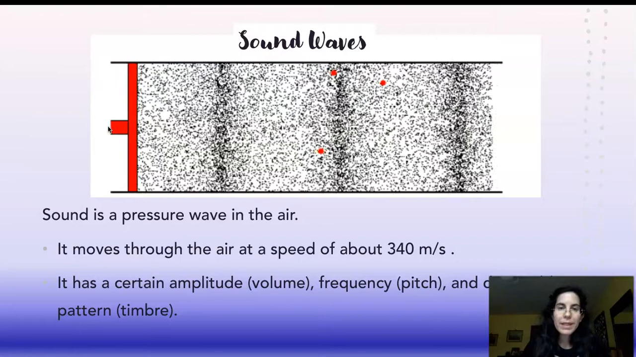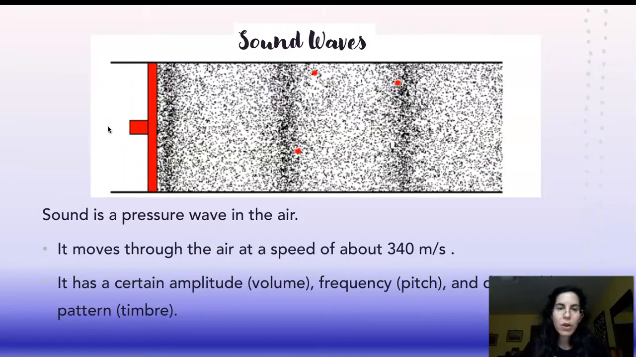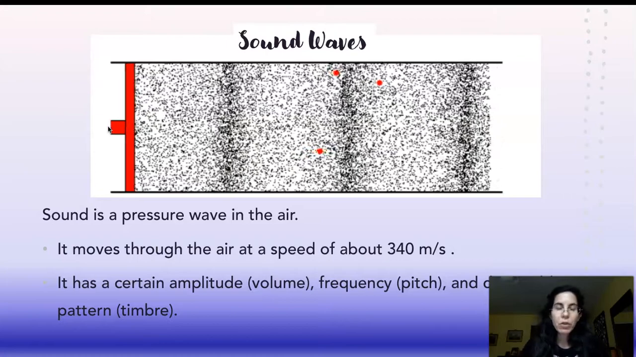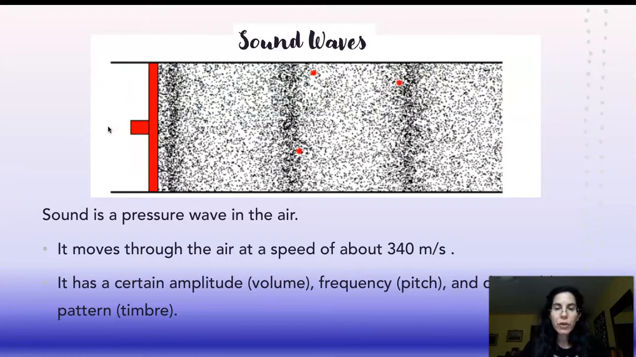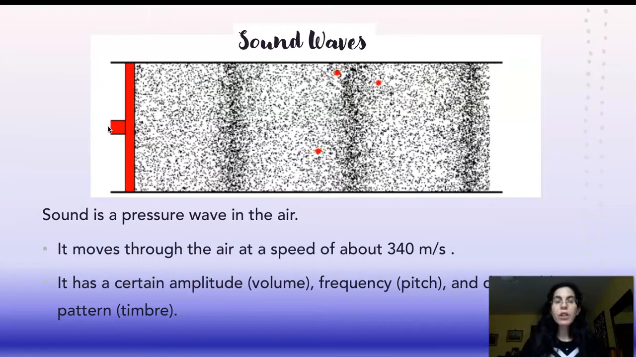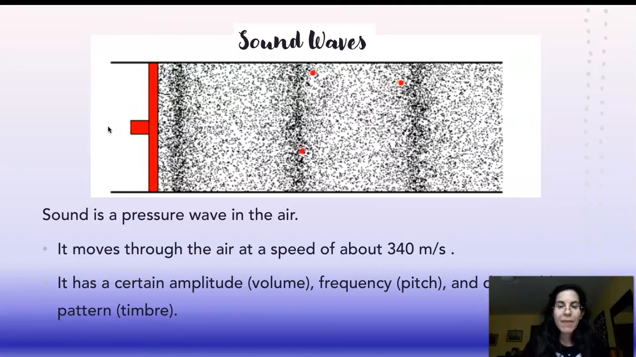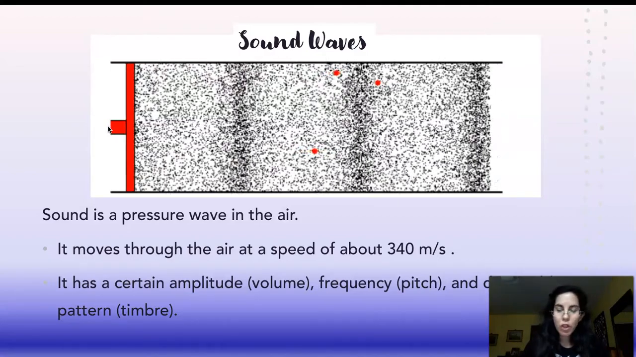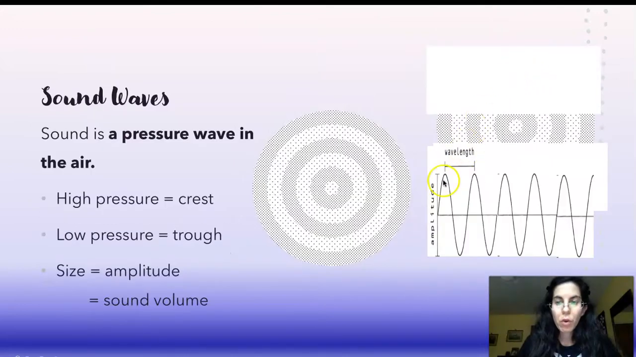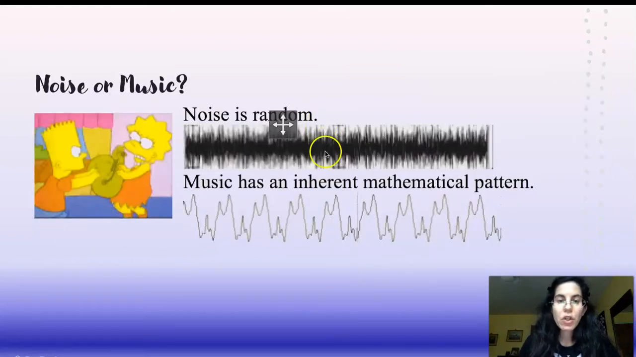The difference between sound and noise is mathematical pattern. Both of them have a certain amplitude, loud or soft, a certain frequency, aka pitch, which can be high or which can be low, and they both have a discernible pattern, which musicians call timbre. Both go from high pressure to low pressure to high pressure to low pressure, but noise does so in a random way. Music has an inherent mathematical pattern. It repeats. That's why you're told that it's good practice to listen to classical music before you take a math test. It's exercising the part of your brain that goes with mathematical pattern.